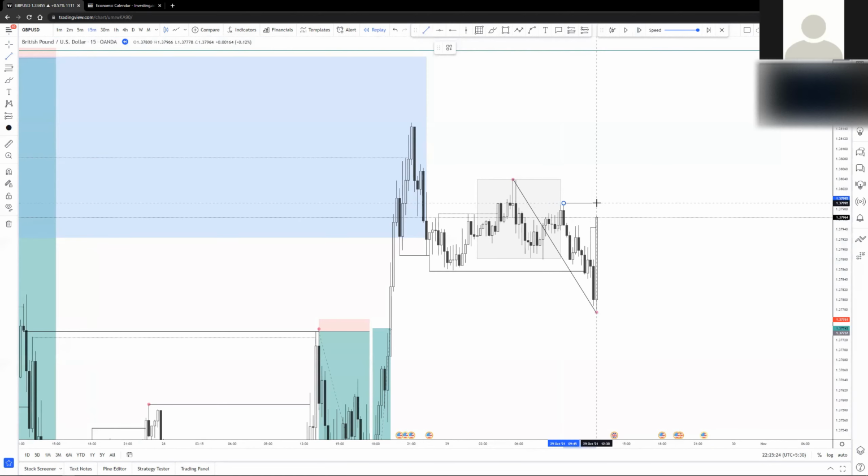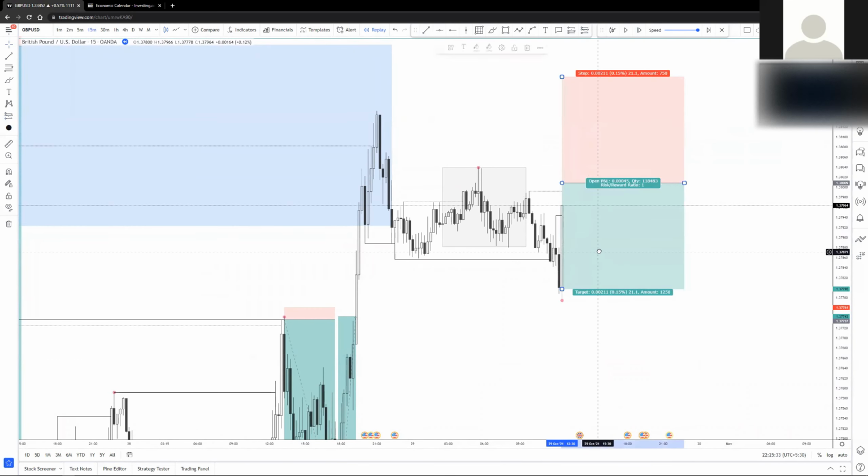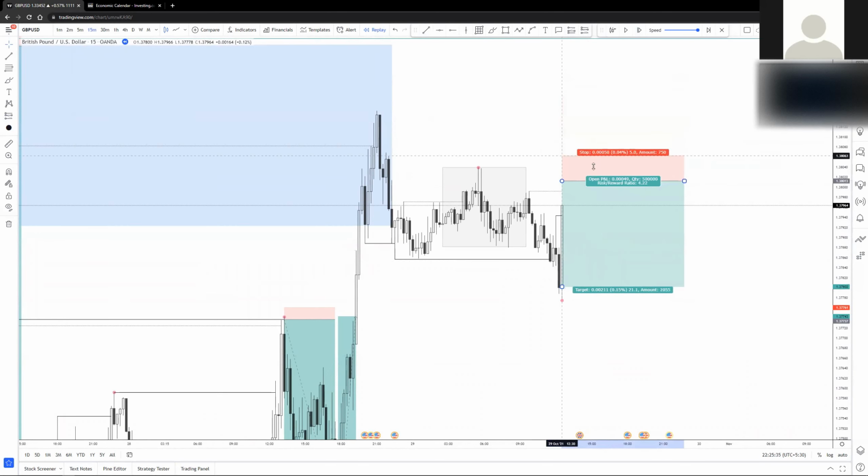Now you don't even have to have a point of interest. You know that this is internal range liquidity. Set a limit like a pip above that. Stop loss above the strong high, 2.7 pips. Why would you want a point of interest?